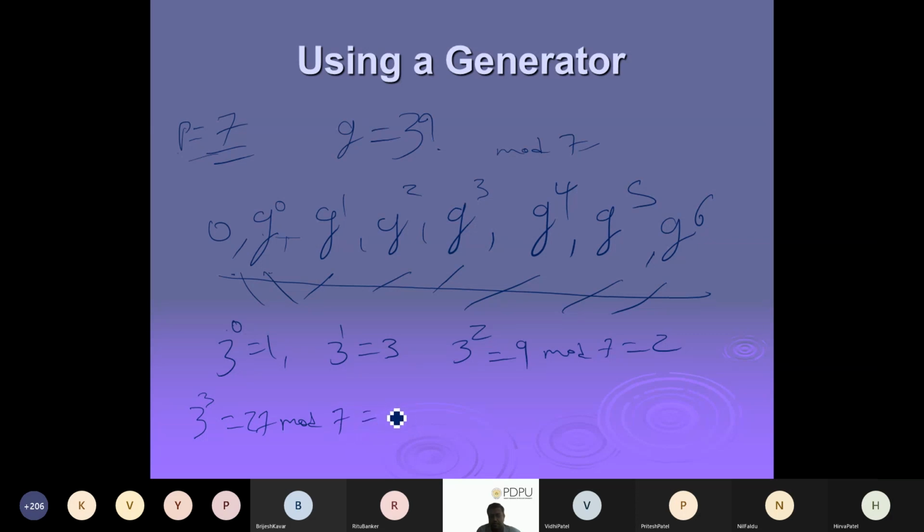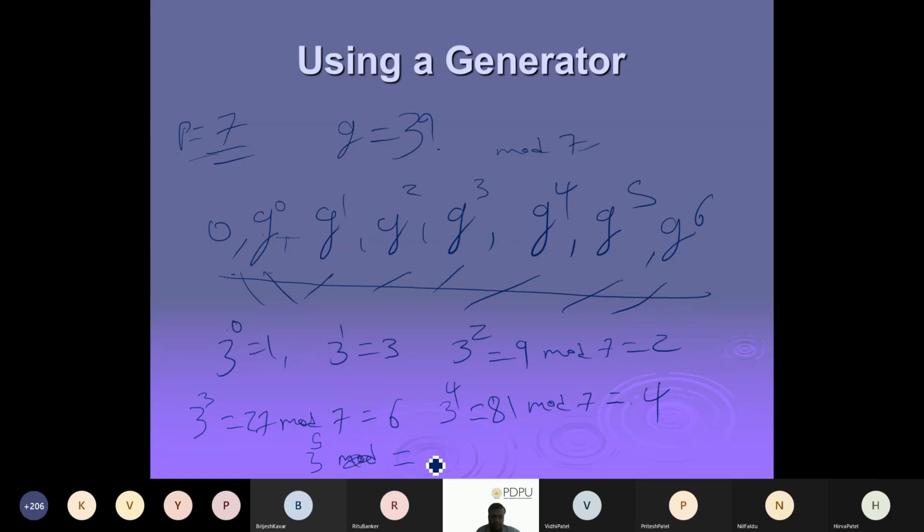What is that number? 6. Tell me if I'm doing anything wrong. 3 raised to 4, 81 mod 7. What is that answer? Yeah, any answer? 81 mod 7. Four. Good.